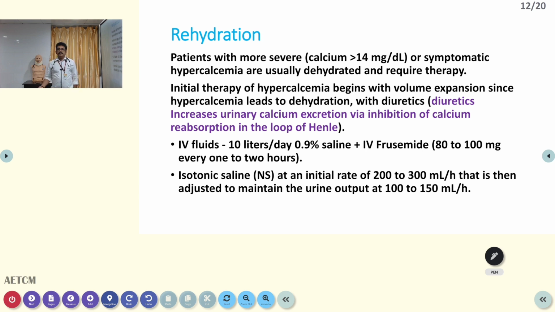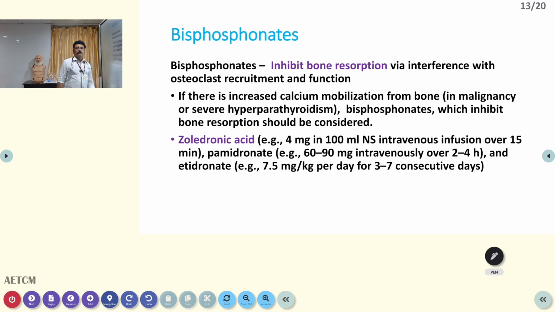Then it is adjusted according to the urine output. You have to maintain a urine output of 100 to 150 ml per hour. So high urine output is required. Through the urine, patient can pass the calcium out.